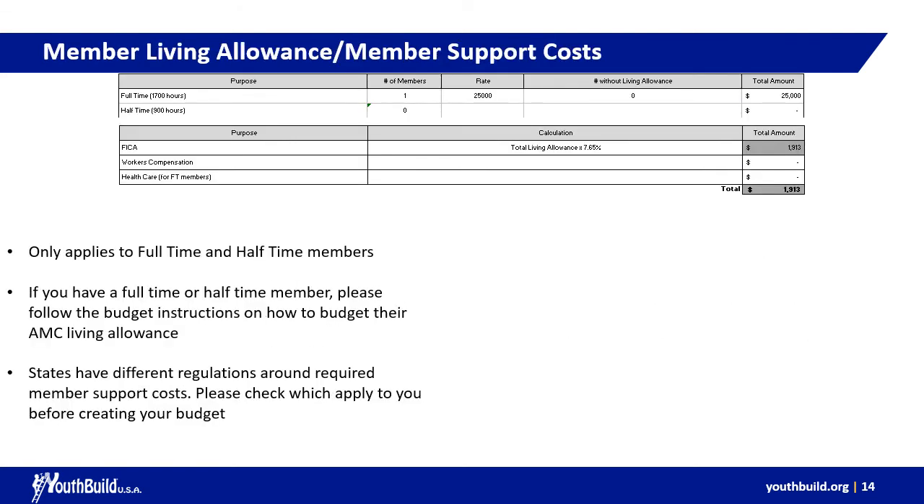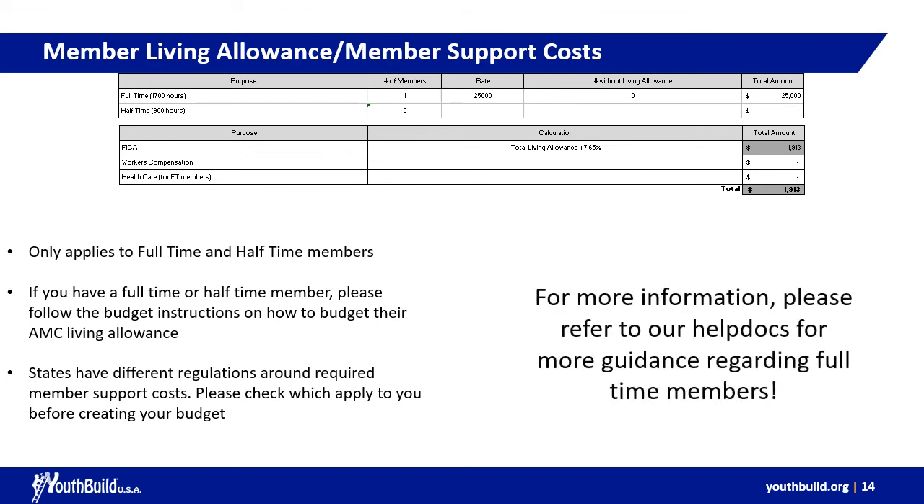If your program has a full or half-time member and you wish to pay them a member living allowance, then you will budget that cost here. The requirements on how much you have to pay your full and half-time members changes yearly, so please follow the directions in your workbook when filling out this section of the budget. Additionally, the required member support cost varies state by state, so please check which you are required to provide to your members before submitting your AmeriCorps budget. If you have more questions, please refer to the various full-time member resources we have provided within our help docs.